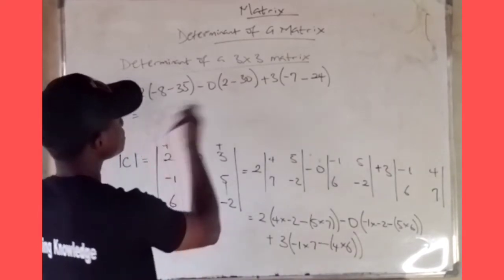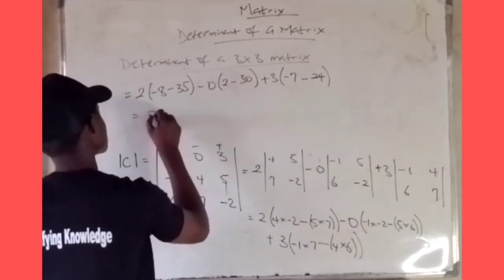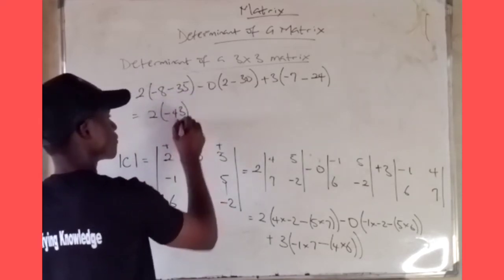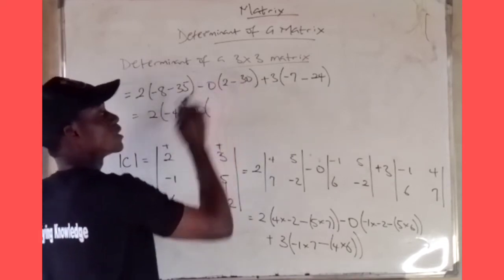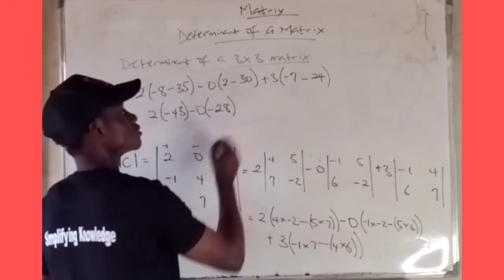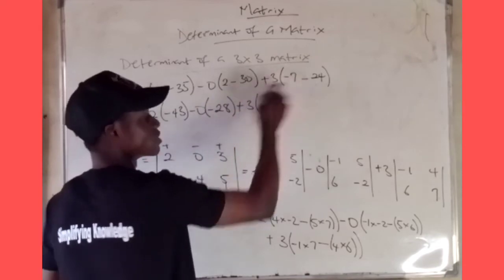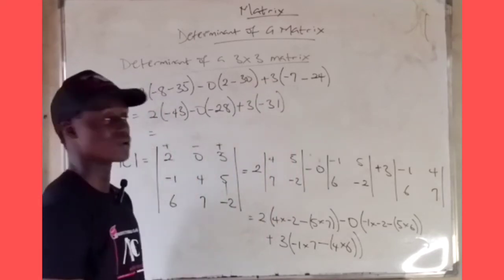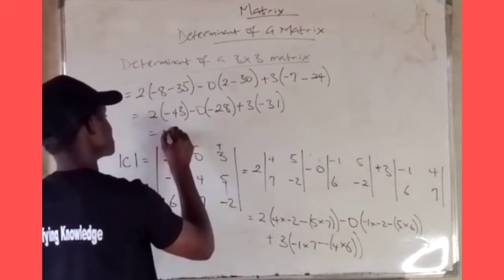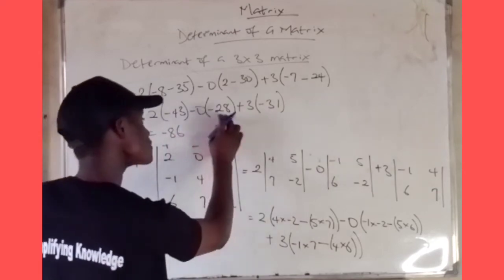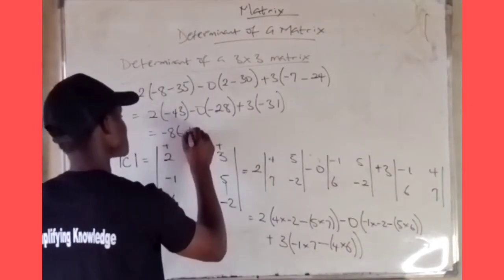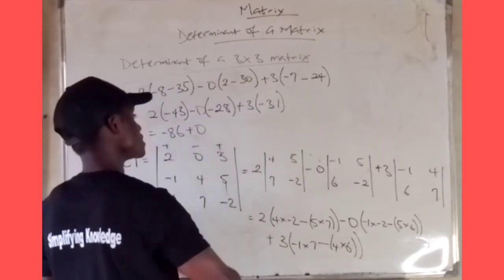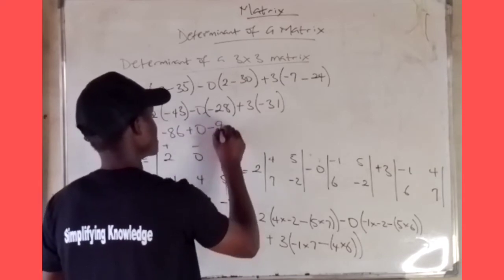Okay, so we have this now and we'll proceed to solve again. So that's 2 into minus 8 minus 35, that gives us minus 43. Then minus 0 into 2 minus 30, that is minus 28. Plus 3 into minus 7 minus 24, that is minus 31. So all we have to do now is to open these brackets. So 2 times minus 43, that is minus 86. Then minus 0 times minus 28, so that is plus 0. Okay? 0 times anything is 0, isn't it? So you have plus 3 times minus 31, that will be giving you minus 93.